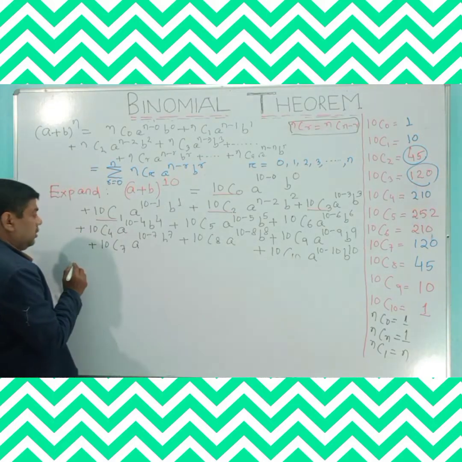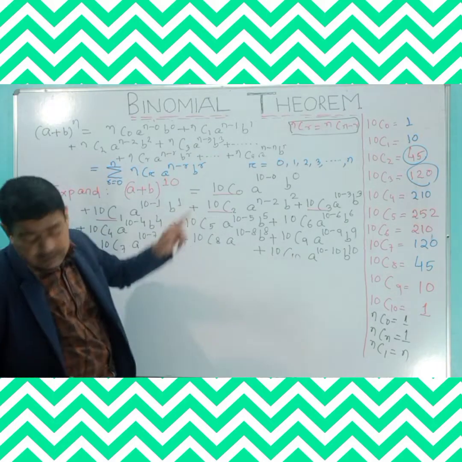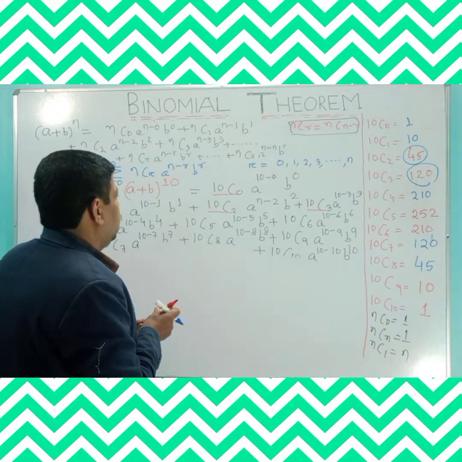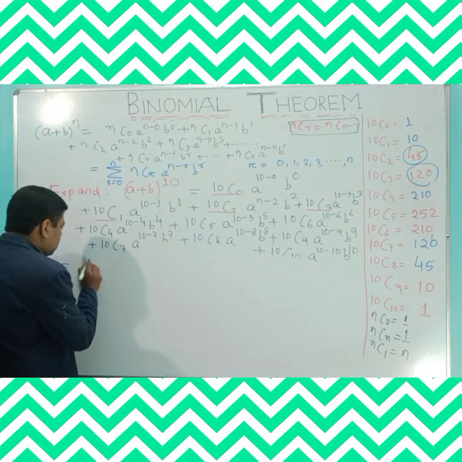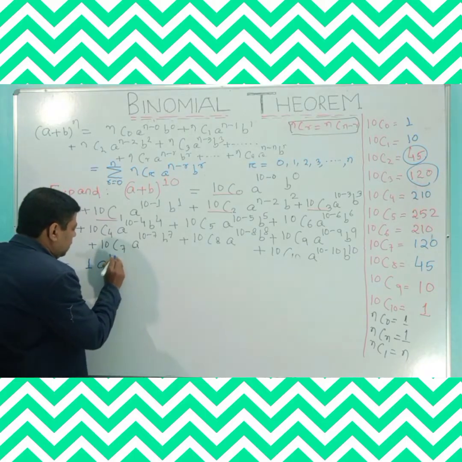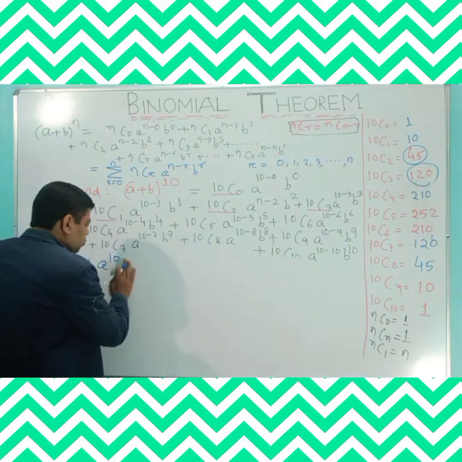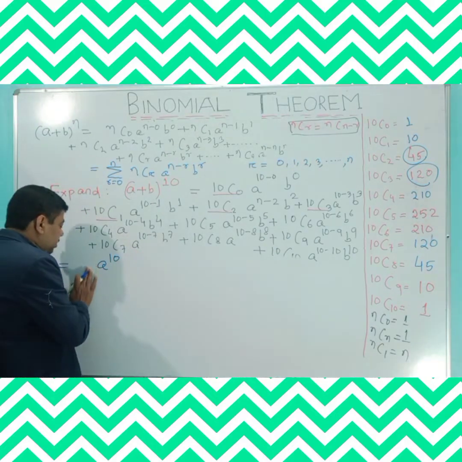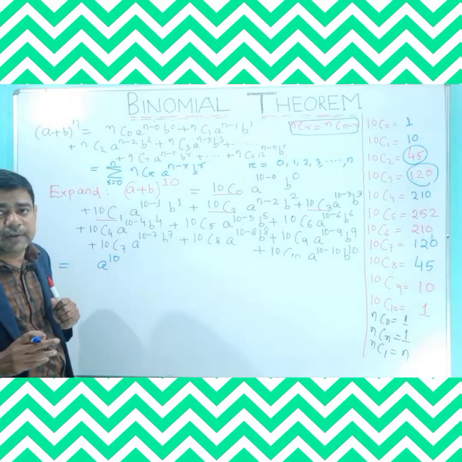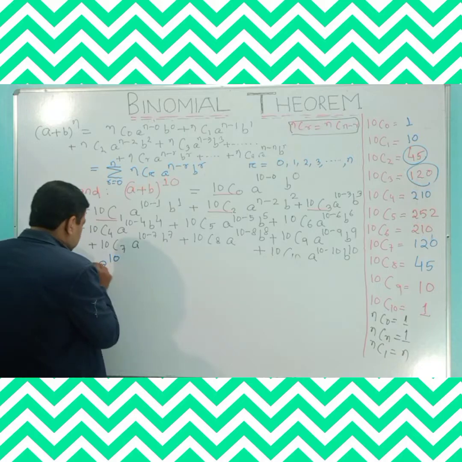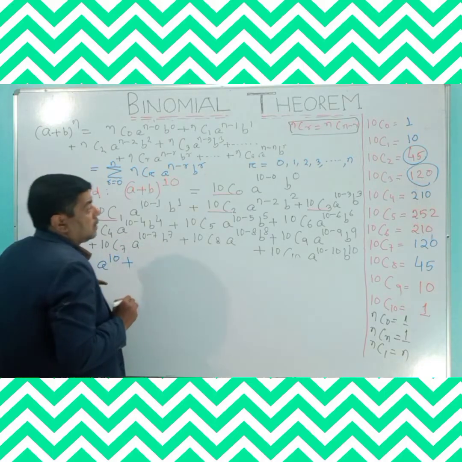You see here, first we got 10C0. The value of 10C0 is what? We can write 1, and a to the power 10, and b to the power 0. The value of b to the power 0 is what? 1, and the coefficient is 1, multiplied by 1 we can write. Okay, understand? Similarly, plus. Is it clear?